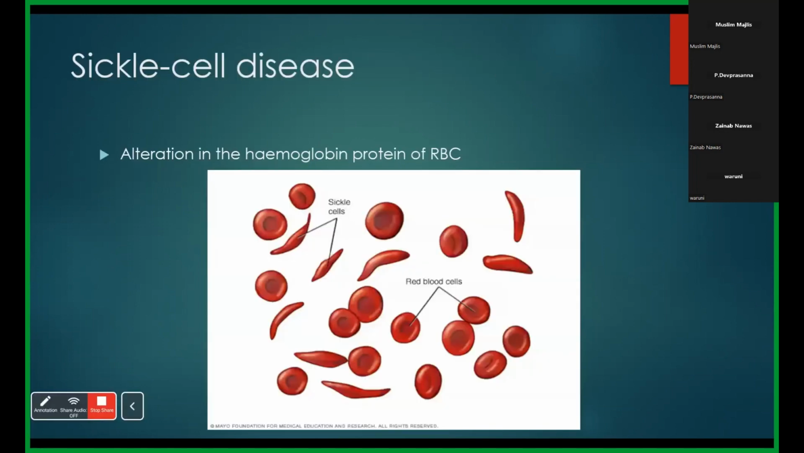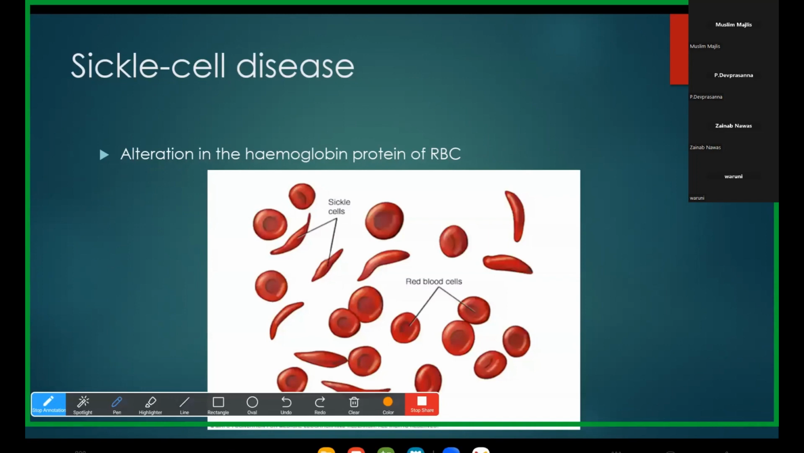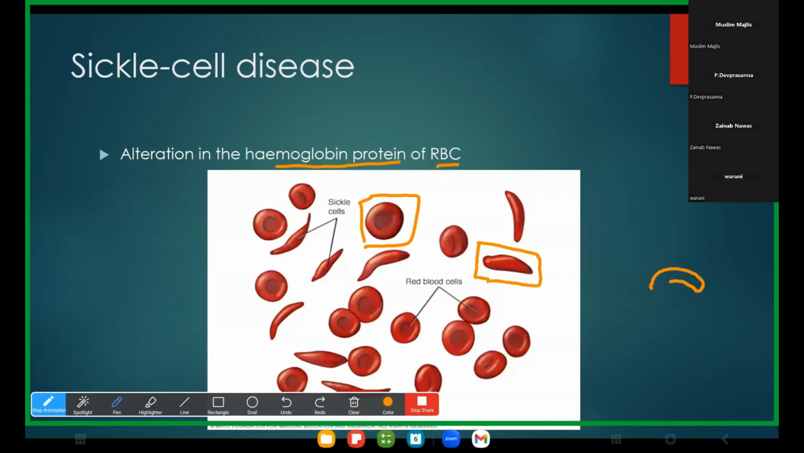So these are normal red blood cells, and due to an alteration in the hemoglobin protein of red blood cells, certain cells are produced in a sickle shape. So they would be in somewhat this kind of a shape. The normal hemoglobin would be biconvex, and these would be sickle shape.